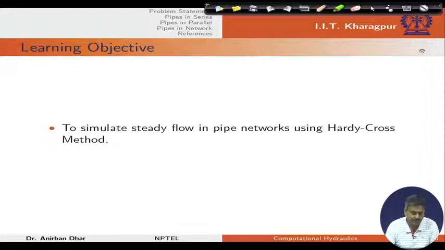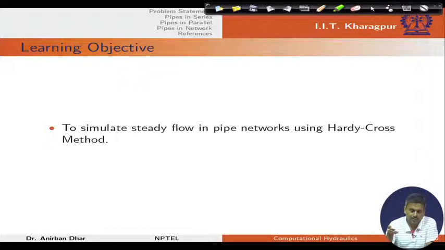Learning objective for this particular unit: at the end of this unit students will be able to simulate steady flow in pipe networks using Hardy-Cross method. Hardy-Cross method, which is the most popular method for steady state pipe network flow.